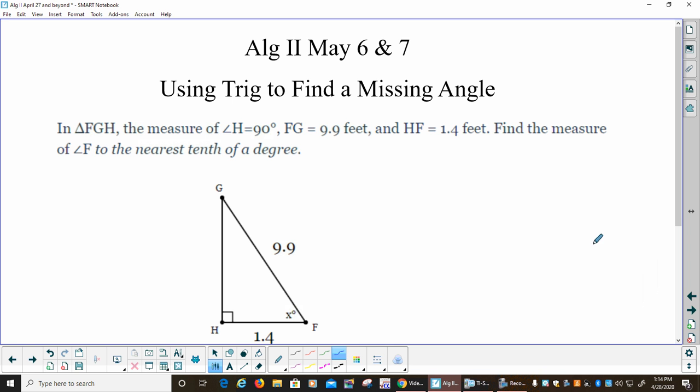Hello everyone. So in this assignment, you guys are going to be looking at how to find an angle when it's missing using trig, right? There's some notation I need to show you quick to remind you.